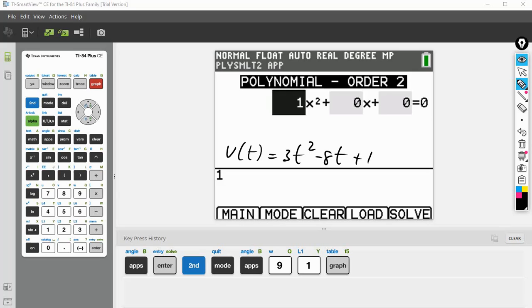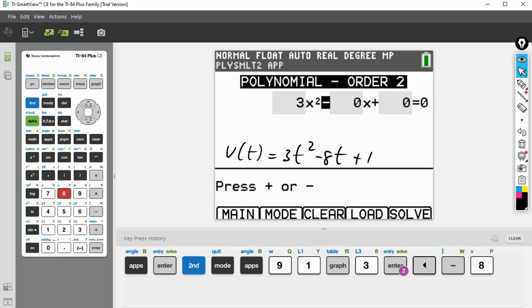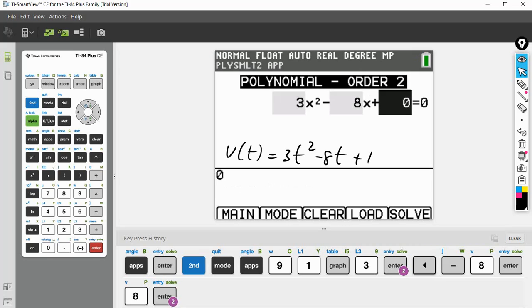So let's start with the first one, and the first one is 3, so we just type in 3, and then you hit enter, enter. Oh, wait, it's minus, so I have to go back. This is minus, so type in minus, and then we type in 8, enter. Oh, what happened? I got to type it again. So minus 8, enter. There it is. Plus is fine, and then 1. Okay, enter that. Equals 0, that's fine. So now we can just click on graph, which is really solve.